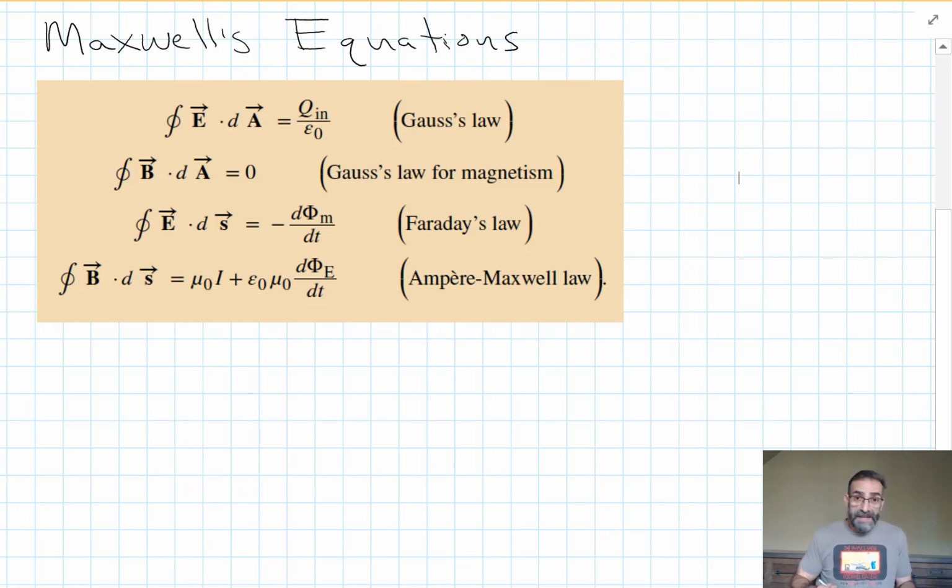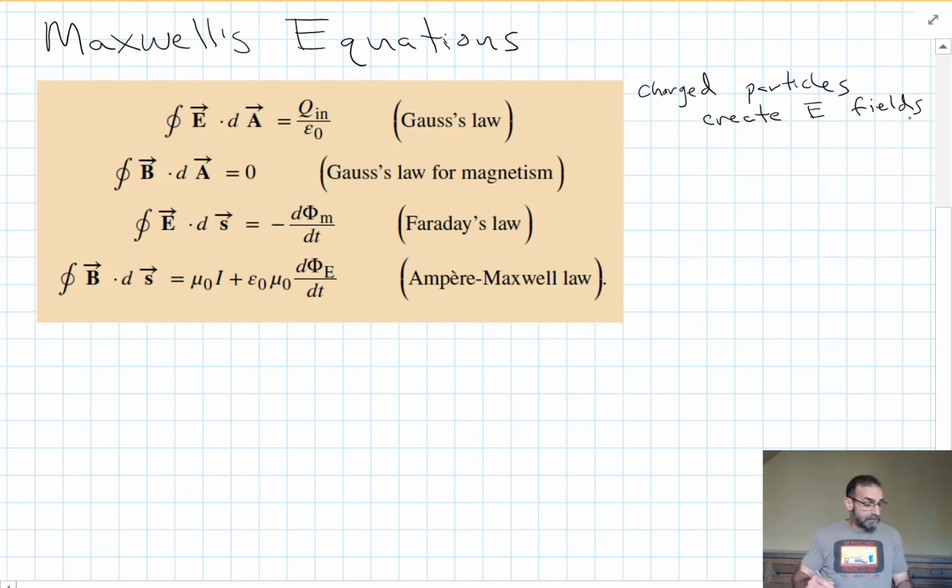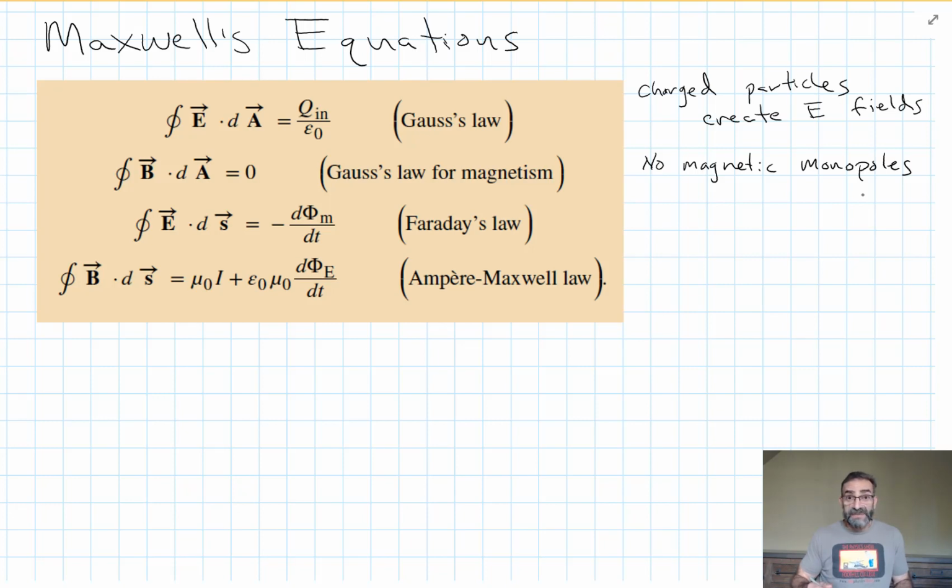Gauss's law tells us that charged particles create electric fields. Gauss's law for magnetism tells us that there are no magnetic monopoles. Faraday's law tells us that a changing magnetic field creates an electric field.